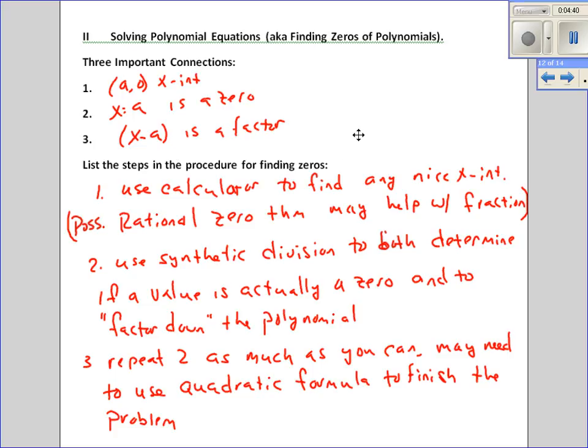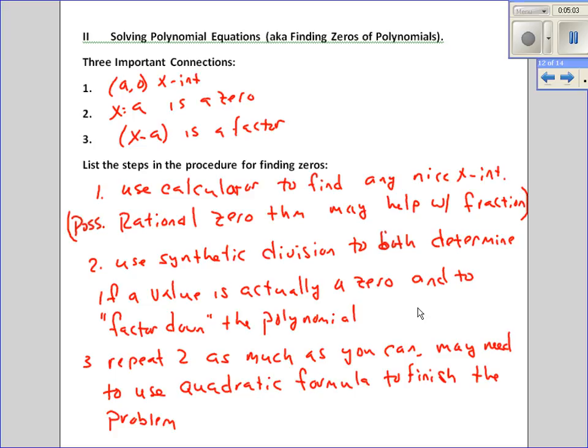So finding zeros, we usually start off with using our calculator to graph the function, look for any nice x-intercepts. And the possible rational zero theorem comes in handy here sometimes, trying to interpret if that x-intercept is a fraction, what fraction it might be. Then we use synthetic division to both determine if a value is actually a zero of the polynomial and also to kind of start factoring down the polynomial.